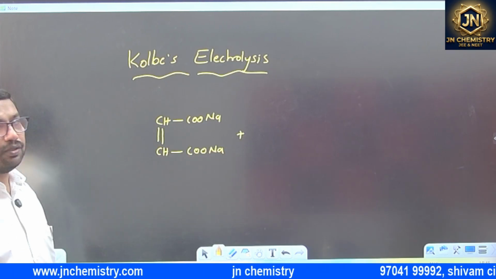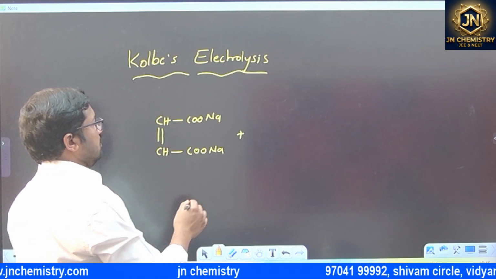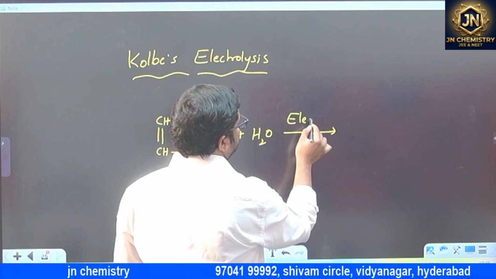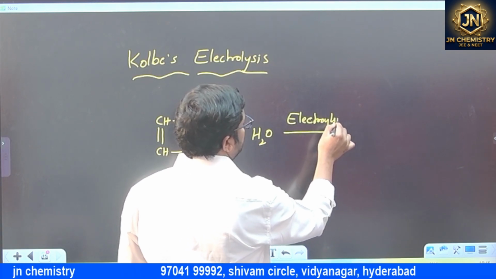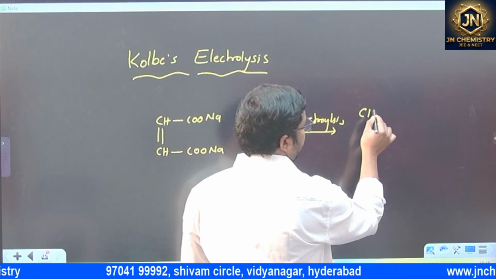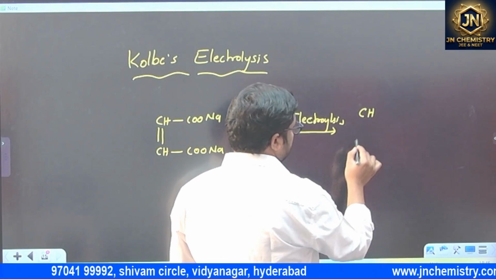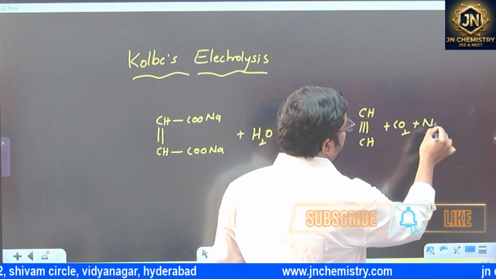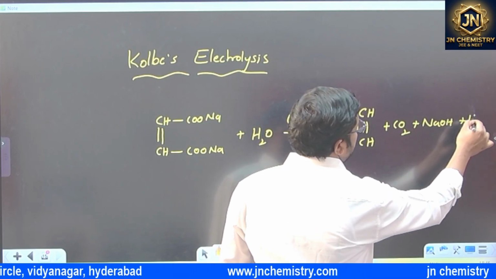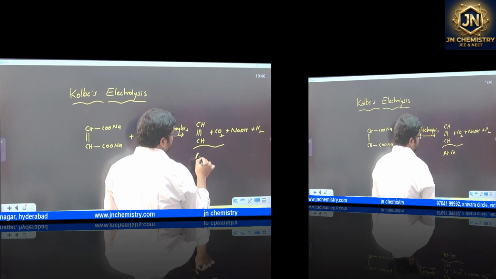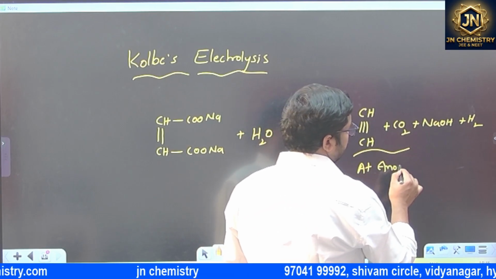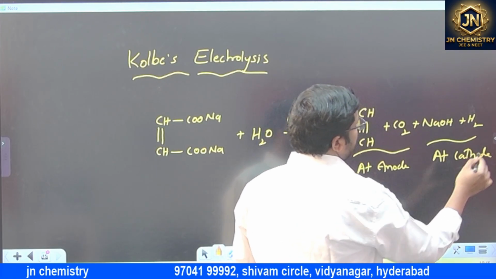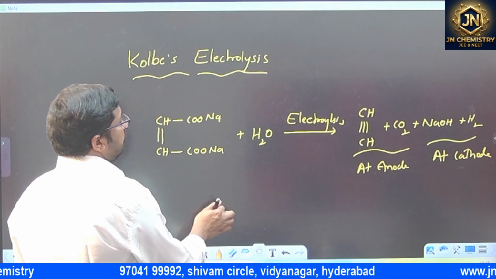CH triple bond CH, from sodium malate with H2O, electrolysis. What exactly happens? CH triple bond CH plus CO2 plus NaOH plus hydrogen. This is at anode, and this is at cathode. I explained the mechanism also, right?